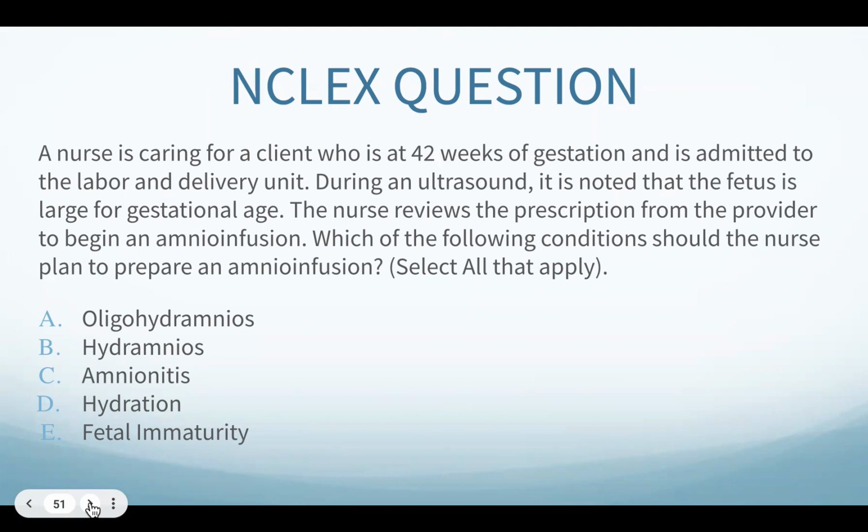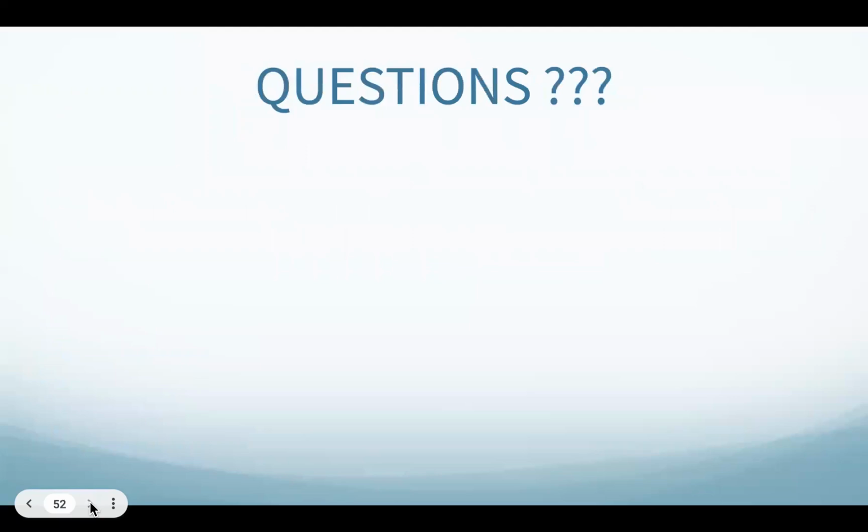So for an amnio infusion, instead of taking a sample like in an amniocentesis, they're going to be instilling sterile water. So oligo, not enough amniotic fluid, that would be a reason. And fetal immaturity. All right, any questions?